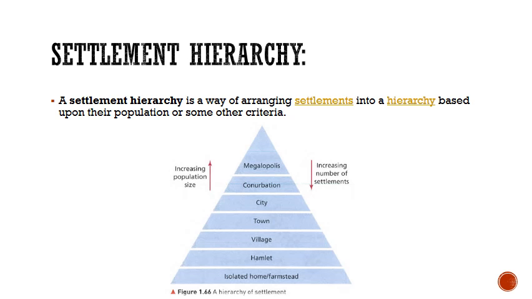Settlement hierarchy. A settlement hierarchy is a way of arranging settlements in order based upon their population or some other criteria. Number 1, megalopolis, conurbation, city, town, village, hamlet, isolated home or dwelling.